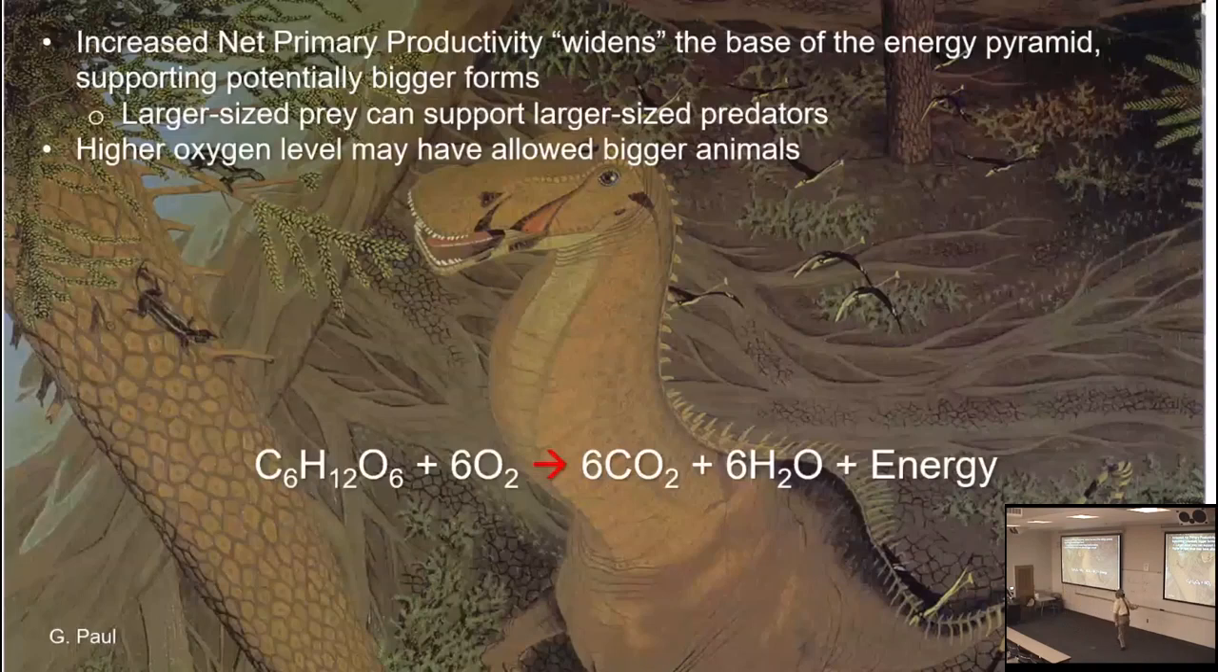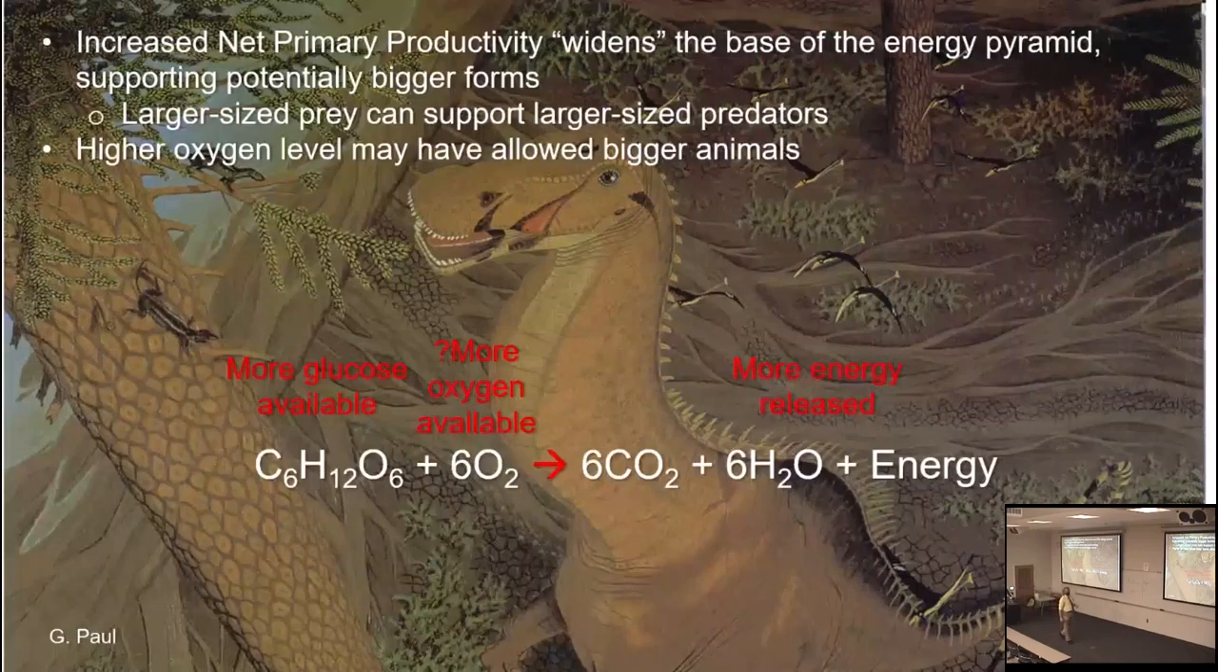Also, the higher oxygen levels just might make it easier to be a big animal. So think about the equation of aerobic respiration. We haven't seen it for a while, but there it is. Food plus oxygen, and then the output is CO2, water, and energy. So if there's more glucose available, and maybe there's more oxygen available, it might just be easier to get energy. So it was an easier world to live in, so you can achieve giant size. So it might be this extrinsic stuff going on that is allowing it.